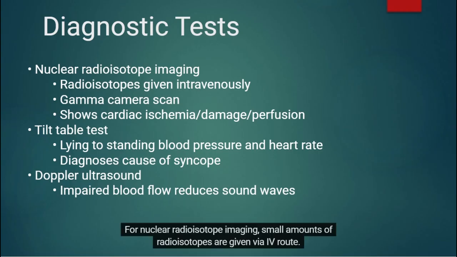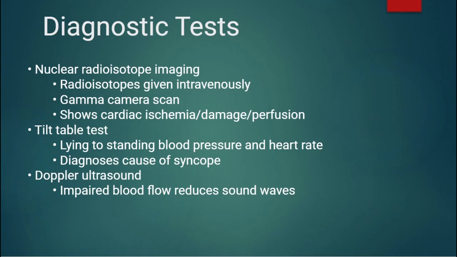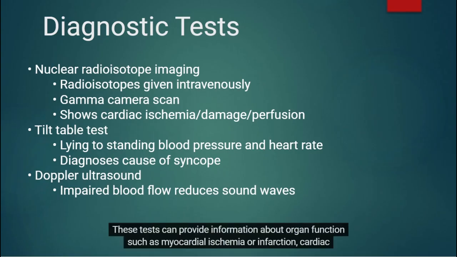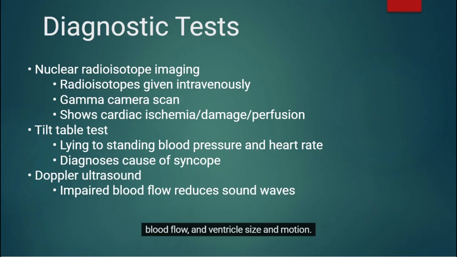For nuclear radioisotope imaging, small amounts of radioisotopes are given via IV route. The patient is then scanned with a gamma camera to produce a radionuclide image. Radiation exposure is small. These tests can provide information about organ function, such as myocardial ischemia or infarction, cardiac blood flow, and ventricle size and motion.